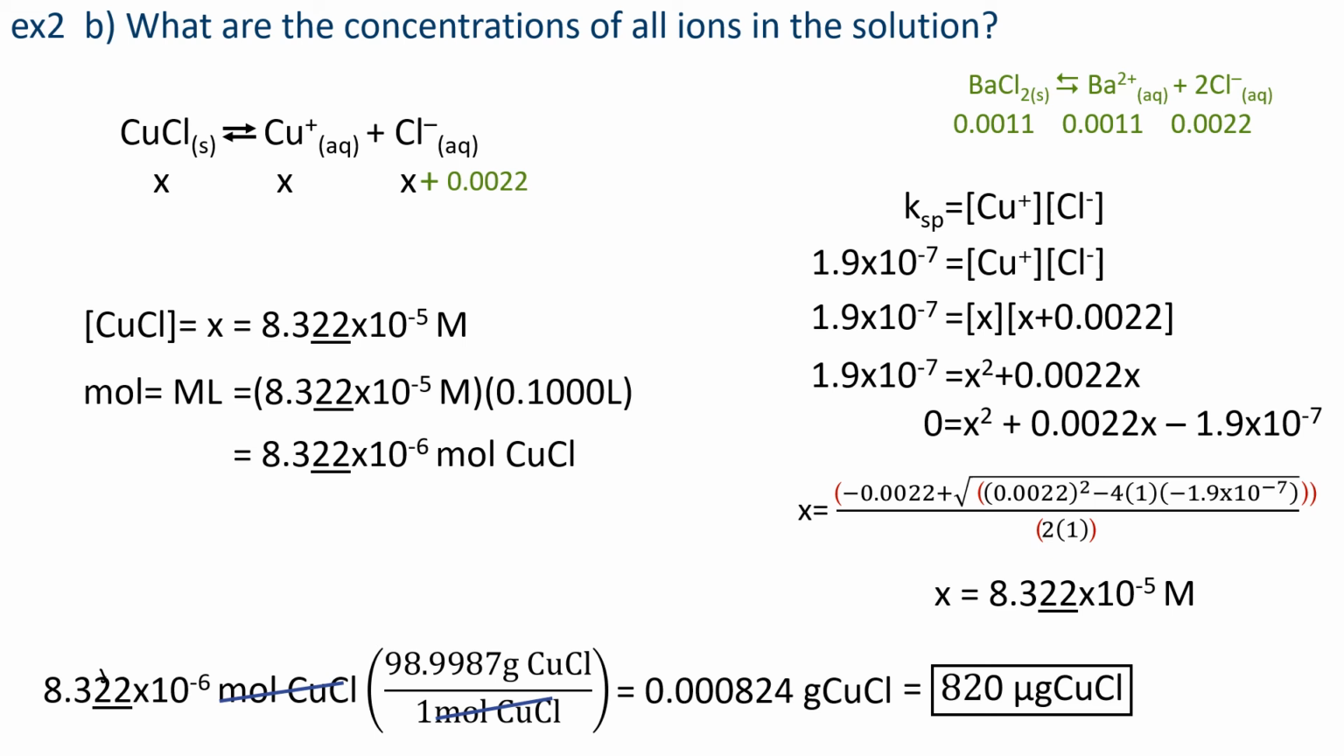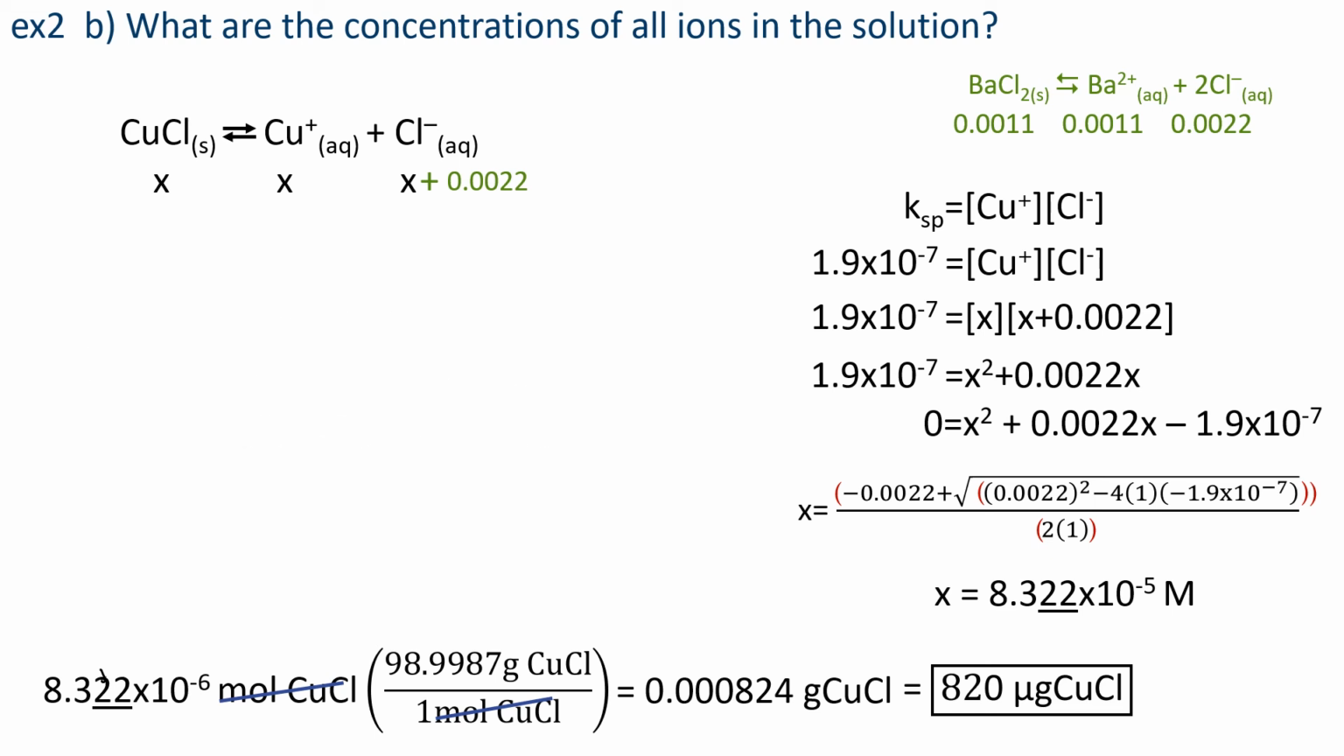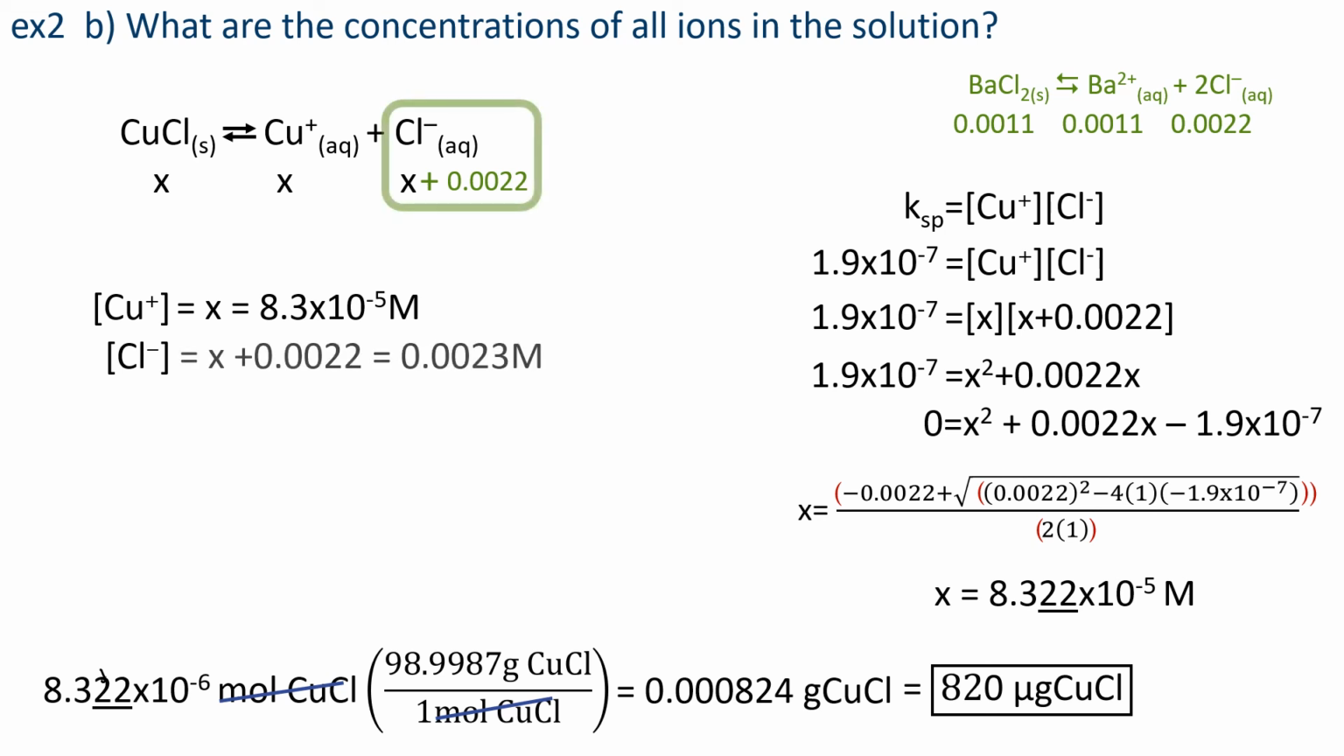So what are the concentrations of all the ions in solution? Now, if I look at Cu+, well, we said the Cu+ concentration is equal to X. So I just substitute that in. Copper ion concentration is equal to X. Other ions that we have, well, we have chloride ion, which is equal to X plus 0.0022. So X plus 0.0022 equals 0.0023 molar.